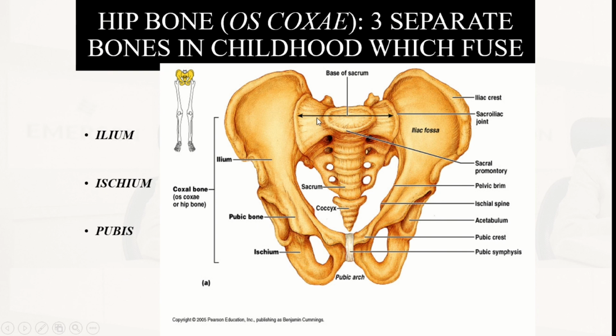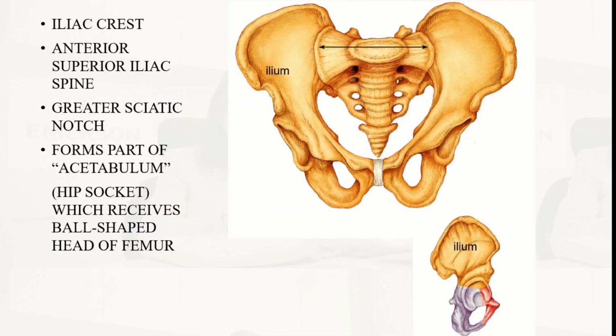So this is the hip bone, which is 3 separate bones in childhood that fuse together. So we have the ilium, ischium, and the pubis. Okay, so this is the ischium, the ilium, and that's where the pubis is. So together that's the coxal bone, or the hip bone.